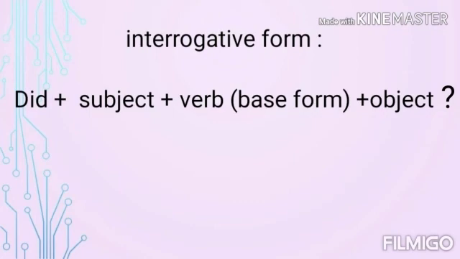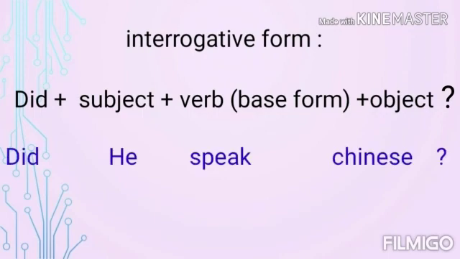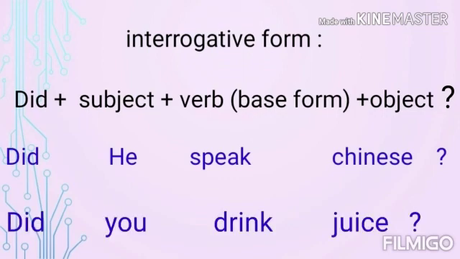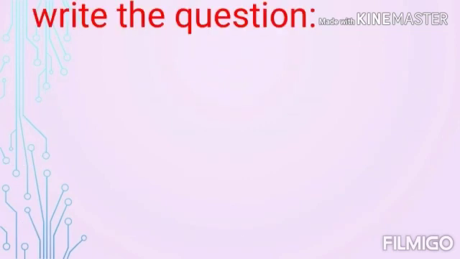And for interrogative form, we use did plus subject plus verb, the base form, plus object, and we finish the question with question mark. Like, did he speak Chinese? So this is question. We start the sentences with did. Number 2, did you drink juice? Okay. We finish also the question with the question mark. So we use did plus subject plus verb plus object.